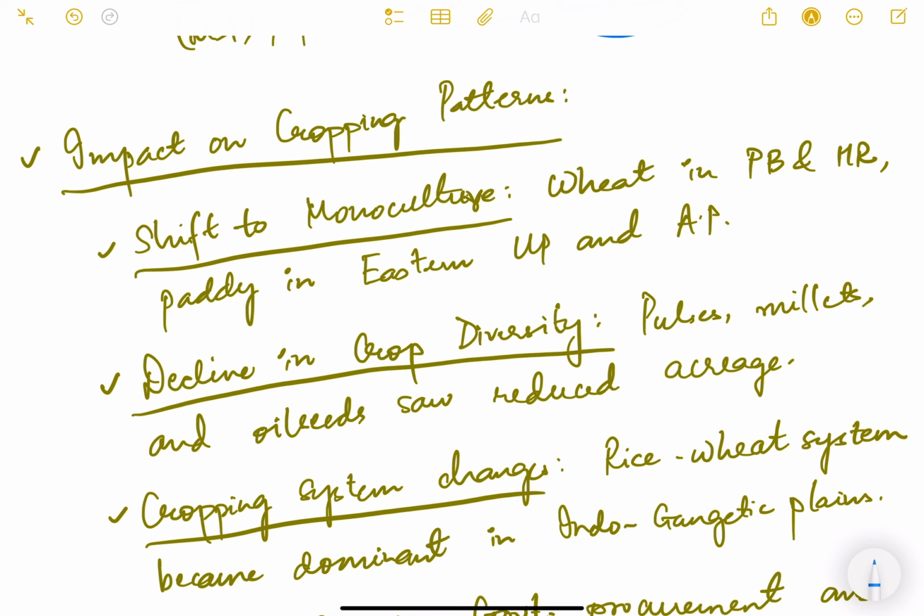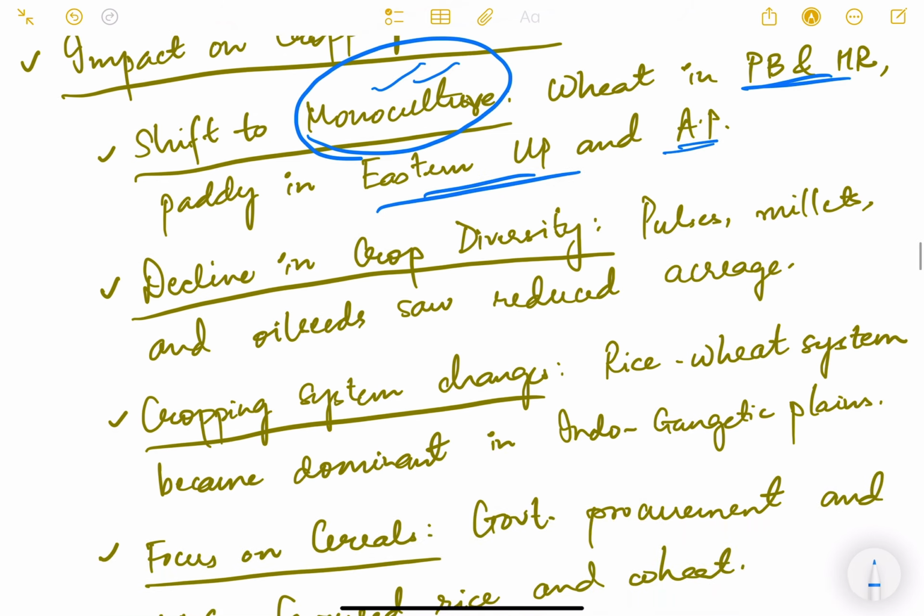Impact on cropping pattern, how it impacted. So shift to monoculture. Previously people used to grow whatever they wanted, whatever they needed, like rice, sometimes pulses, sometimes oil seeds. Now there was shift to monoculture, meaning one single crop on huge patches of land. Wheat in Punjab and Haryana, paddy in eastern UP and Andhra Pradesh, Odisha also. Then decline in crop diversity, pulses, millets and oil seeds saw reduced acreage, right? So crop diversity reduced because now people used to grow only rice and wheat.